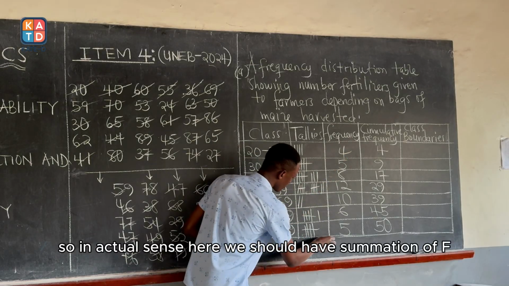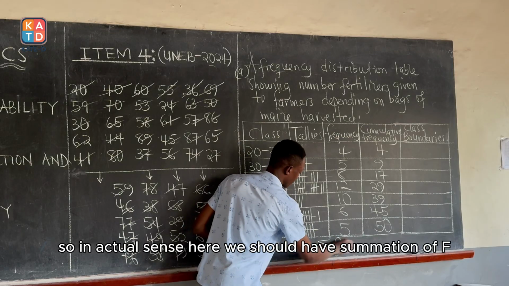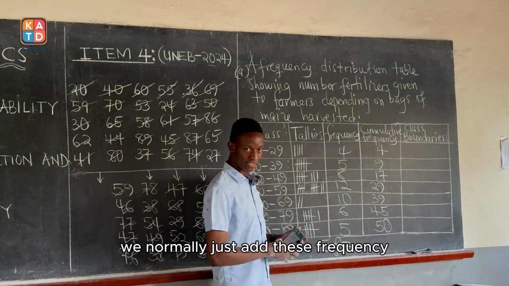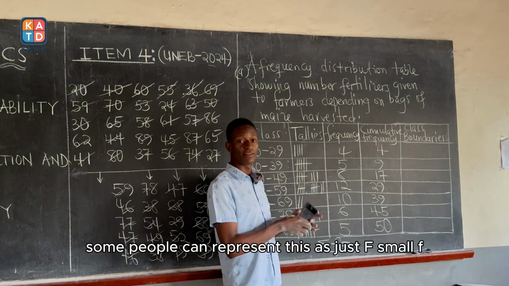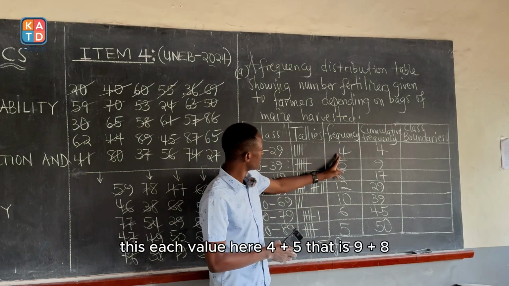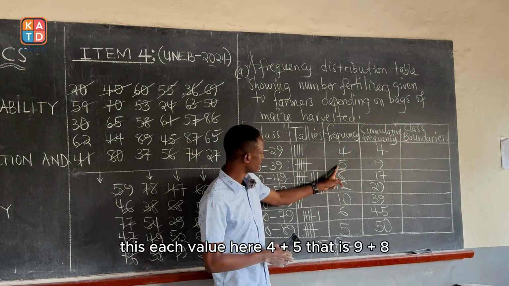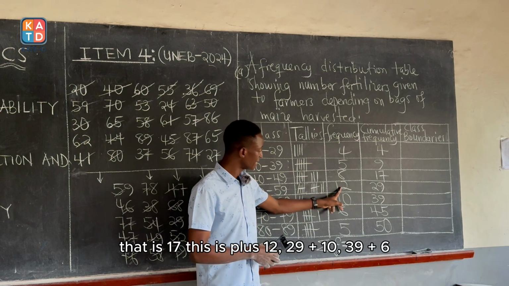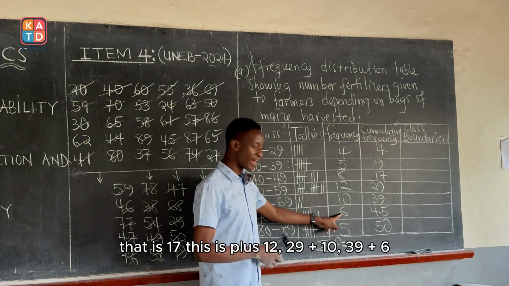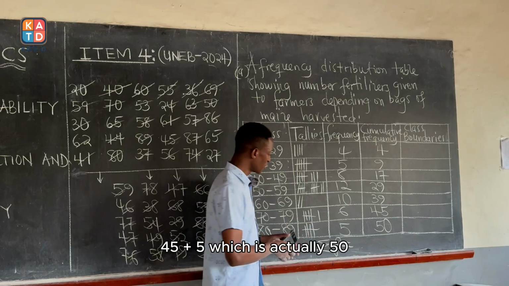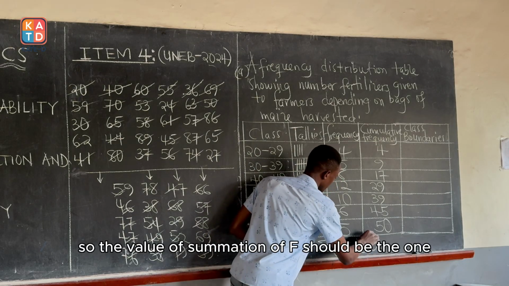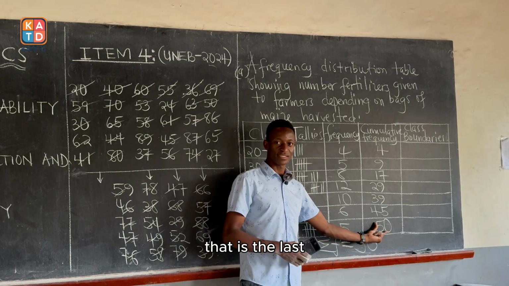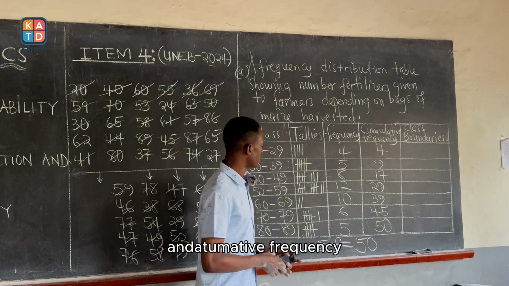So in actual sense, here we should have summation of f. But this summation of f, we normally just add these frequencies. Some people can represent this as just f, small f. So when you add each value here, 4 plus 5, that is 9, plus 8, that is 17, plus 12, 29, plus 10, 39, plus 6, 45, plus 5, which is actually 50. So the value of summation of f should be the last one under cumulative frequency.